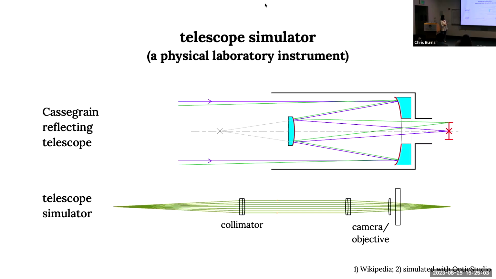Similarly, for a telescope simulator, you have two lenses, a collimating lens and a camera lens. The collimating lens takes in light that diverges from a source and makes it parallel, whereas the camera lens refocuses those collimated beams of light onto a detector plane to also form an image of a point source.